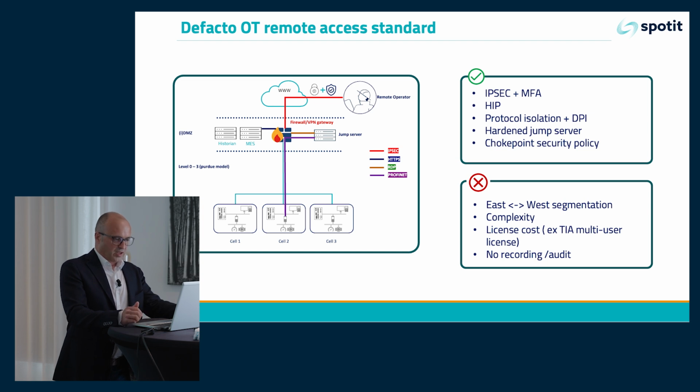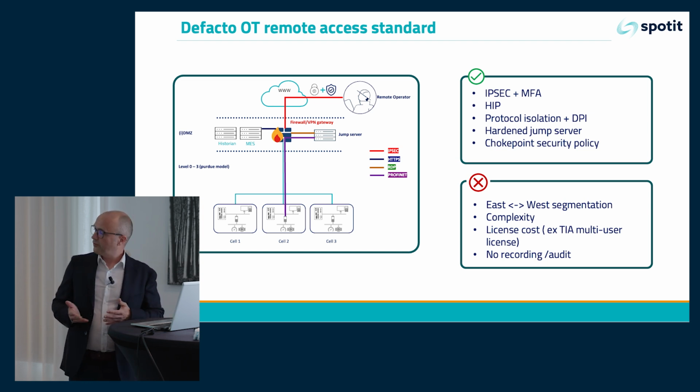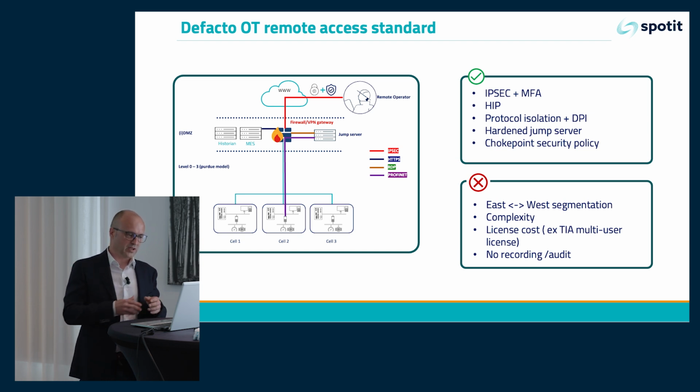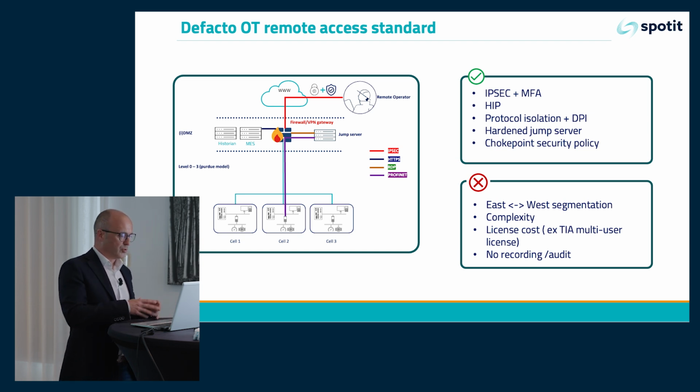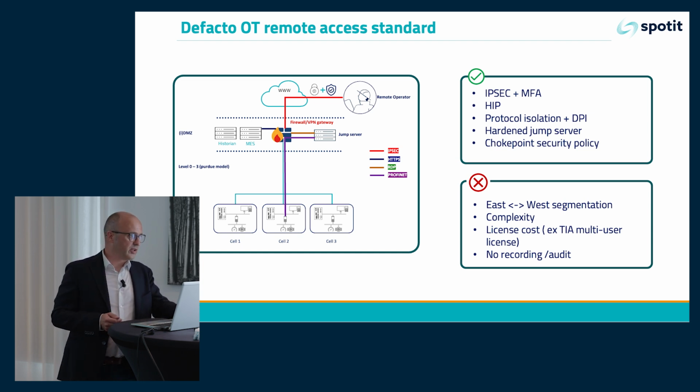As a drawback, you still have a complex east-west segregation between your different cell lines, meaning that it can be a remote conveyor belt or different OT assets sharing the same purpose. And it's also dependent on whether your network, of course, is a layer 2 or a layer 3 network. License costs can also be a drawback. So yeah, maybe you need to publish certain applications on that JUMP server.